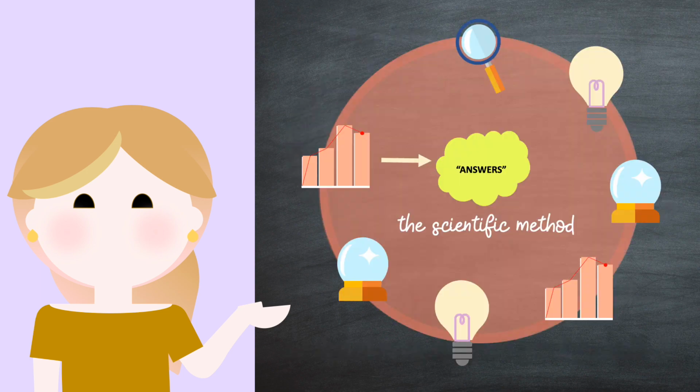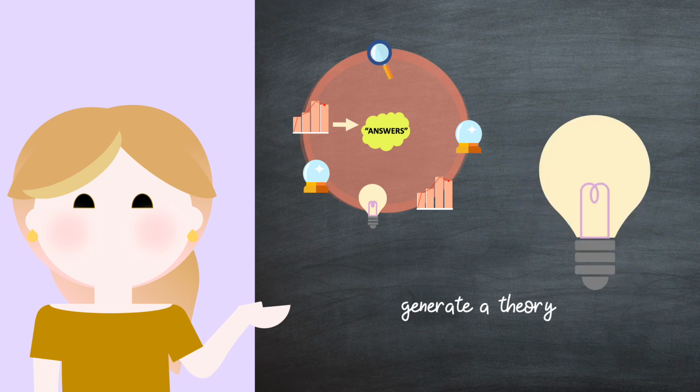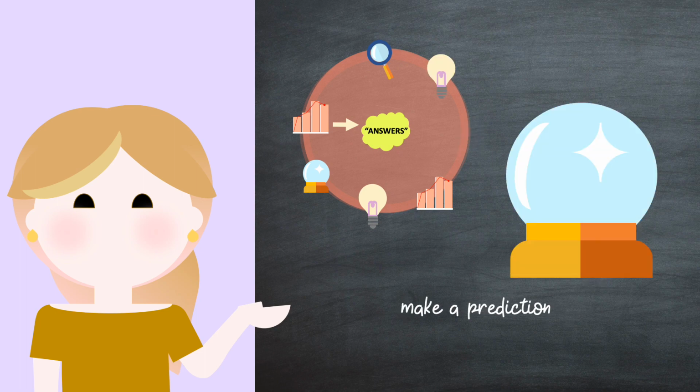There are a few general steps to the scientific method. Firstly, we make an observation. For example, you might observe that you feel a little more tense around exam time. Next, you generate a theory. You might hear that many of your friends feel the same way, so your theory might be that exams heighten anxiety. So then you make a prediction.